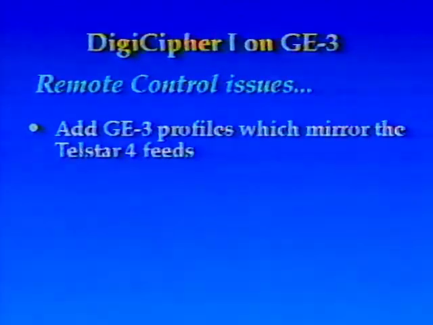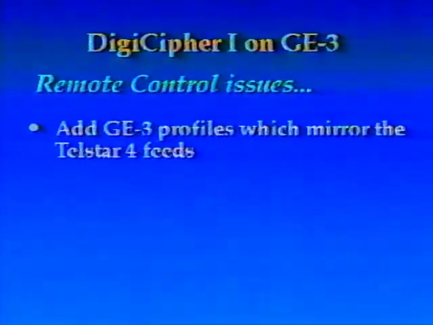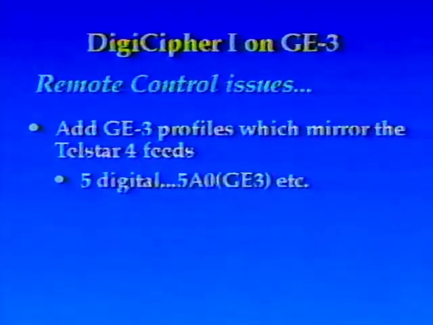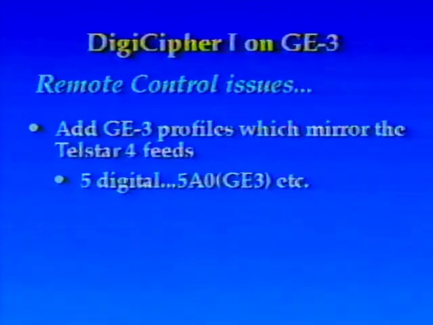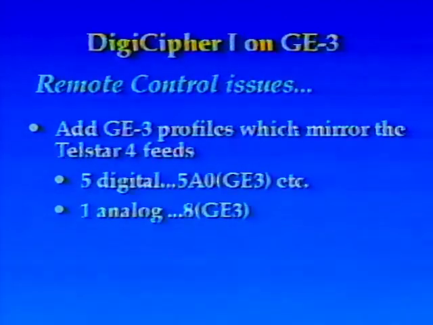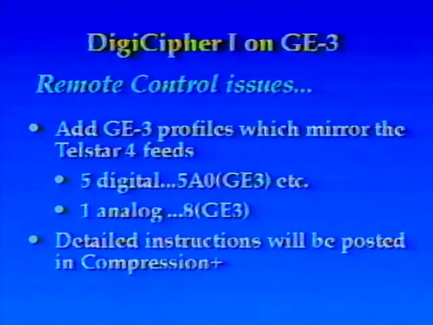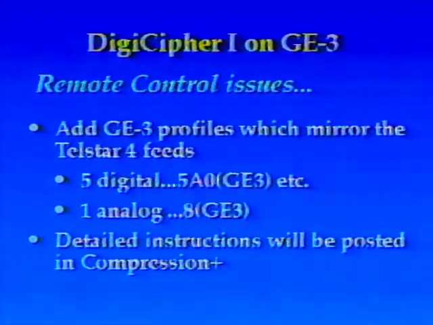Now, what if you use the remote control, the PBS remote control software? You need to do some work before you can use it. You need to add the GE3 profiles into your remote control so that they mirror the Telstar 4 feeds. That would be 5 digital feeds. These 5, 5AO, GE3, etc., will exactly mirror those feeds that are on Telstar 4. You also need to add 1 analog feed, which of course is 8 GE3. We are posting detailed instructions on how to make these changes in Compression Plus.